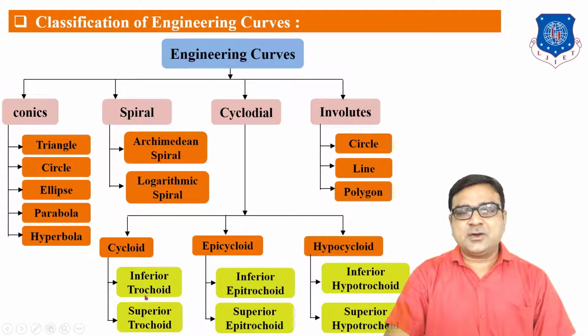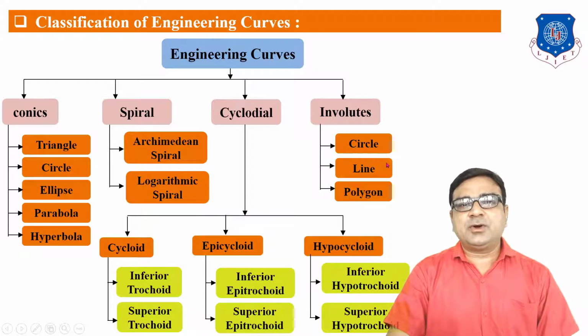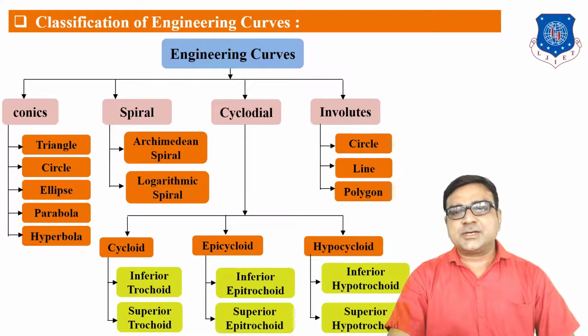And in cycloid, there are another two curves depending on the position of the point relative to the cycloid curve: inferior trochoid and superior trochoid. In epicycloid, inferior epitrochoid and superior epitrochoid. And in hypocycloid, inferior hypotrochoid and superior hypotrochoid. Then involute curves. Involute curves are drawn for different shapes like circle, line, and different polygons: triangle, square, pentagon, hexagon, etc.